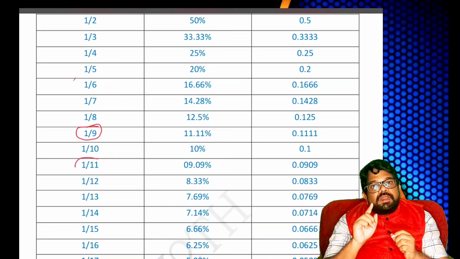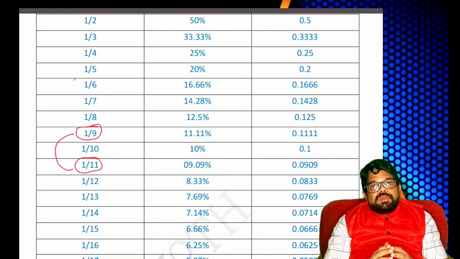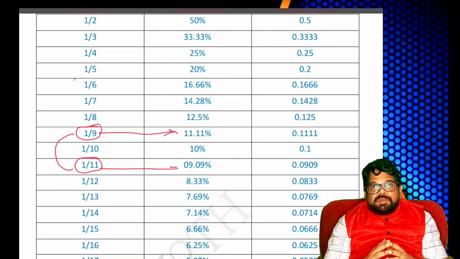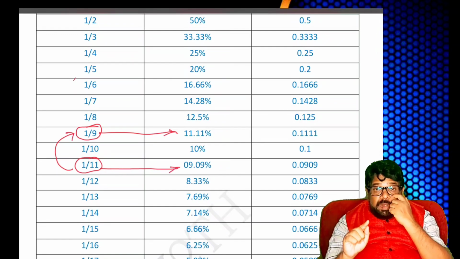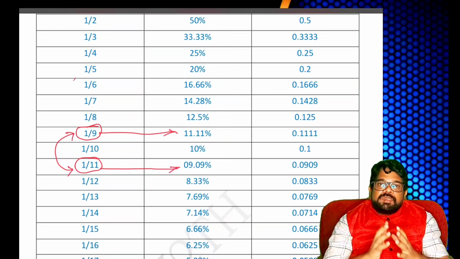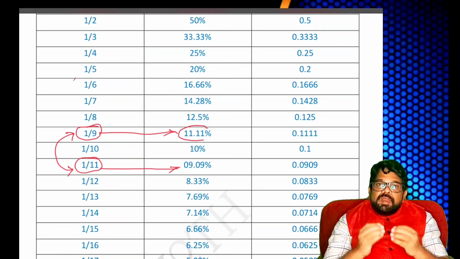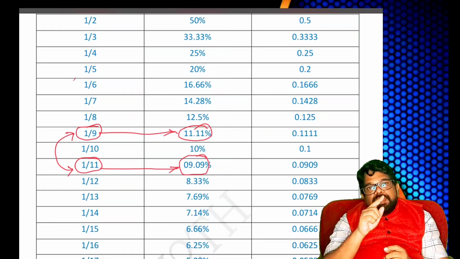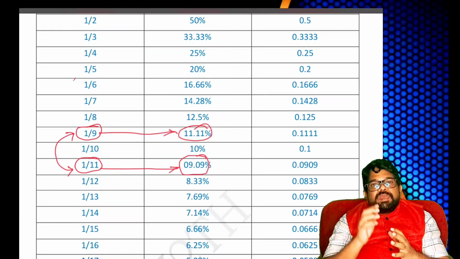1 by 9 is 11.11%. 1 by 11 is 09.09%. So 9 can be expressed in 11s, and 11 can be expressed in 9s. You can remember very easily.